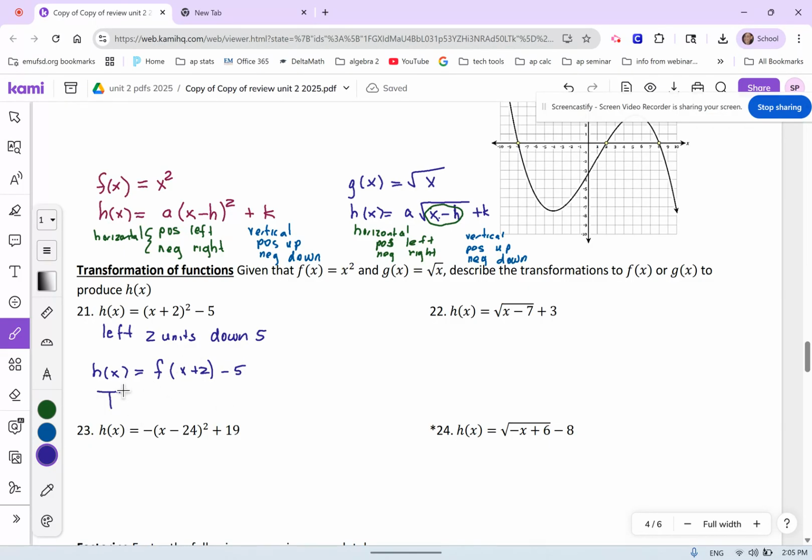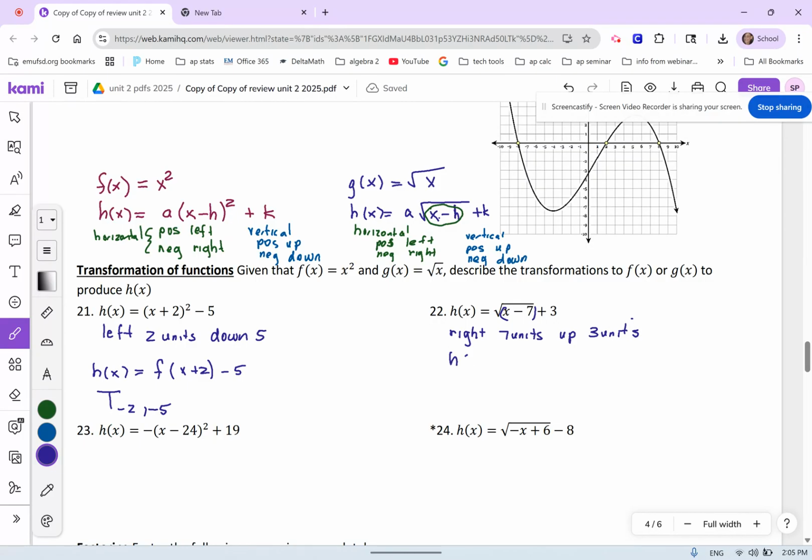And then last year you should have seen the translation notation. So you're moving 2 units to the left and down 5 units. Okay, next let's look at h of x. So now we see that the parent function is g of x. Inside the parentheses represents the horizontal movement. Since it's negative 7, we know it's opposite of what we think. It's going to go right 7 units and up 3 units.